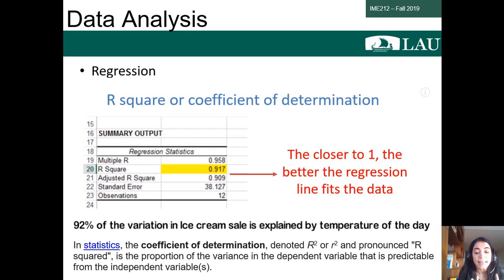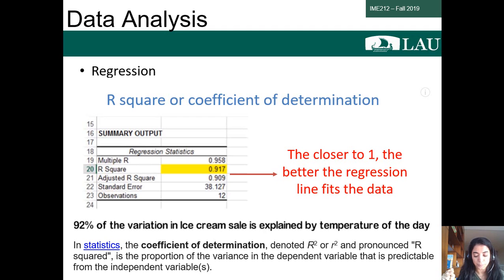R squared is basically the proportion of the variance of this dependent variable y that is predictable from the independent variable x. What does this mean? In this case, you're gonna see, guys, whenever we do the regression on Excel, that r squared is equal to 0.917. And what does this mean? This means that 91% of y, which is here the ice cream sales, could be predictable from x, which is the ambient temperature.